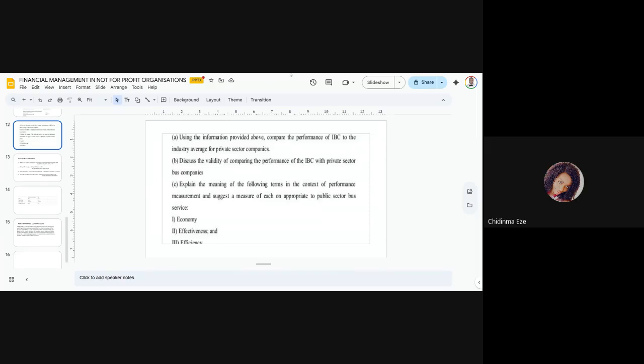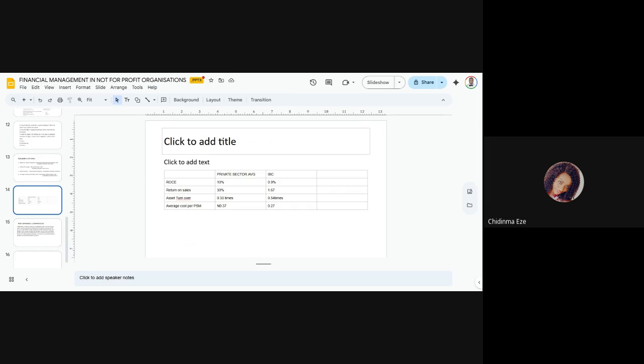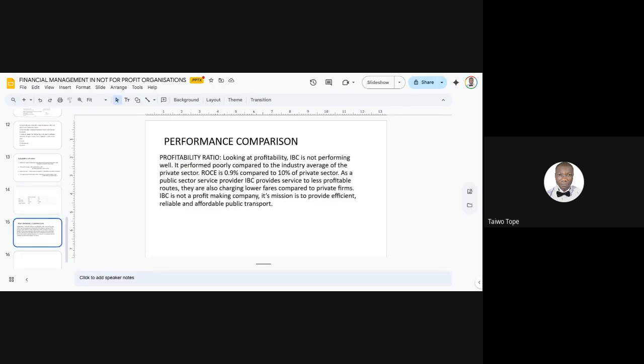I want to add something. I know asset turnover, when you have a higher asset turnover, it indicates that the company is doing well in terms of revenue. But in this case, IBC had a higher asset turnover, but yet in terms of revenue, the private sector is ahead. That also shows that there's no basis of comparison for these two companies. All right. Yes. So, thank you for that. Thank you for the addition.